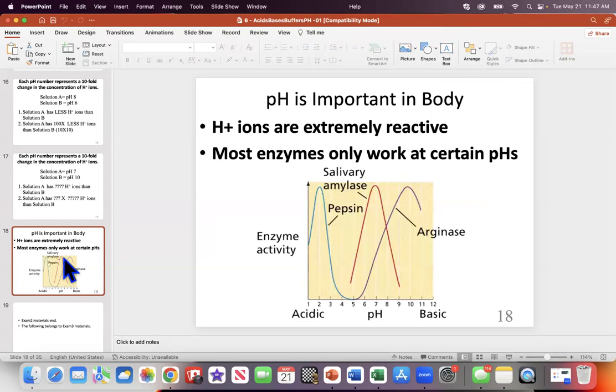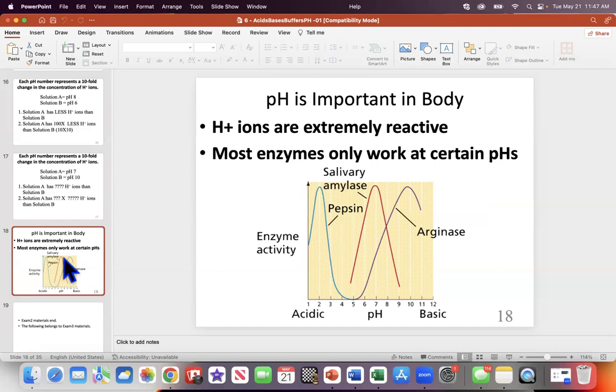And in the body, pH is pretty important because in different body parts, their pH could be totally different. So in your mouth, pH is about 7. Your stomach is very acidic, so pH is close to 1 to 2 because stomach acid is hydrochloric acid. So the stomach is a very acidic environment. And in your small intestine, in the beginning of the small intestine called the duodenum, it is actually a basic environment.